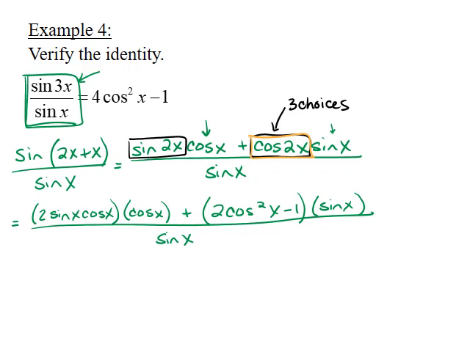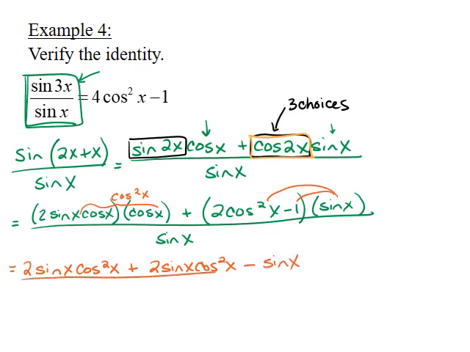Okay, now looking at this, a couple things stand out to me. When I multiply this, I get cosine squared of x. And then I can also distribute over here. So I'm going to kind of simplify a little bit. And when I do, I have 2 sine of x cosine squared of x plus, distributing over here in the second term, 2 sine of x cosine squared of x minus sine of x all over sine of x.